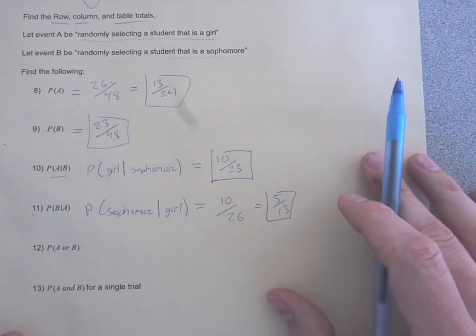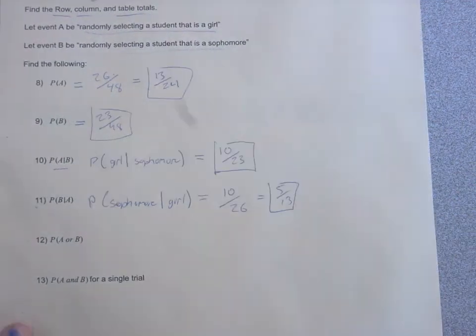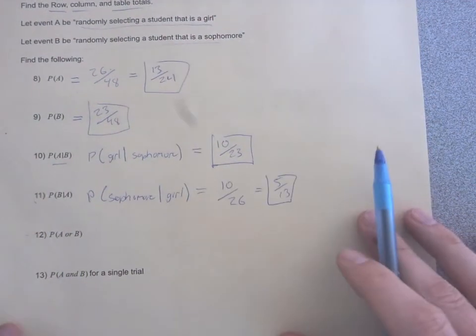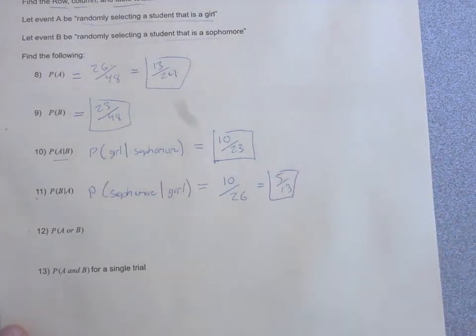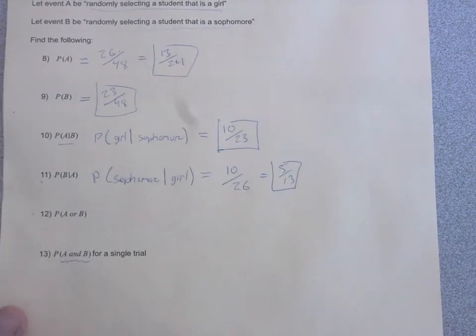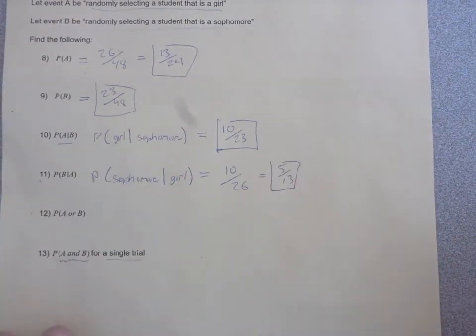Okay. Let's actually do 13 first, and then we'll come back and do 12, because this is actually part of 12, and I probably should have ordered them a different way. All right, now this is a little bit confusing, because we used this notation before, probability of A and B. In this context, I'm telling you it's a single trial.